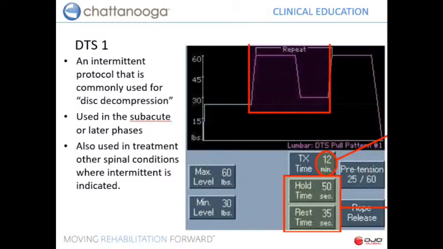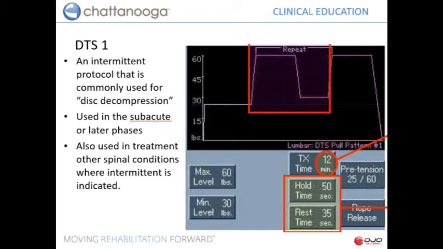So the DTS has 5 embedded pull patterns in it. So this is your classic disc decompression, to where it's an intermittent cycle. And so you can set the duration. Usually the duration is going to be somewhere between 30 and 90 seconds, with the midpoint being 60 seconds. So you hold a higher intensity at 60 seconds, and a lower intensity also between 30 and 60 seconds is very typical. That allows you to create a fair bit of force.